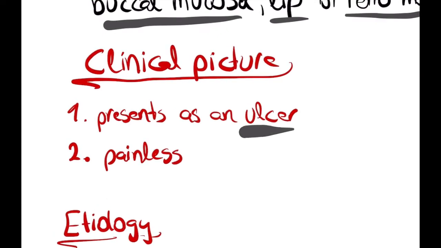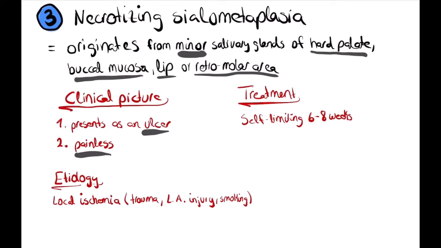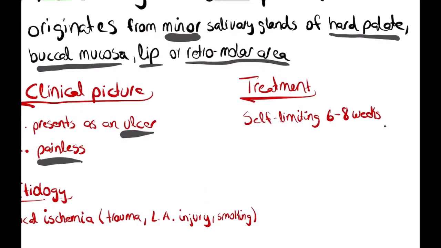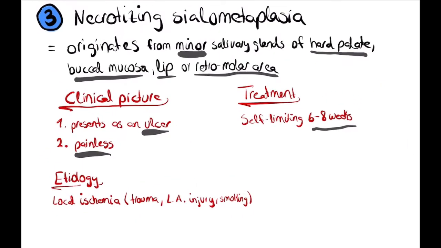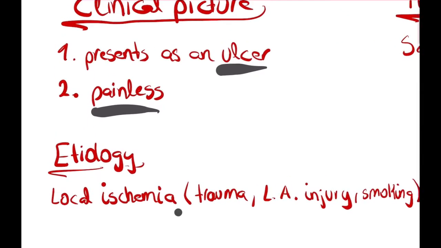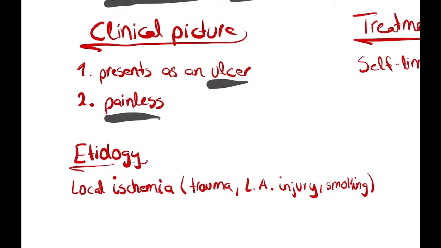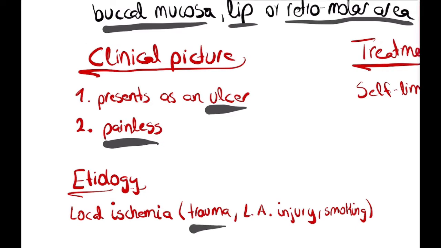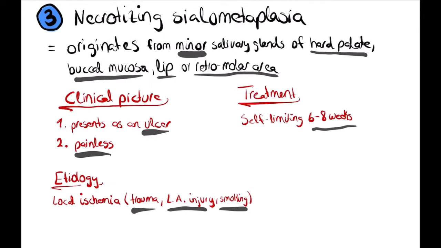The clinical picture presents as an ulcer, and it is painless. The treatment is self-limiting, 6 to 8 weeks, so no treatment, no medicaments. The etiology is local ischemia due to trauma, local anesthesia injury, or smoking. So necrotizing sialometaplasia is mainly of the minor salivary glands of the hard palate, buccal mucosa, lip, and retromolar area, but you can imagine it really well on the hard palate, presenting as ulcers.